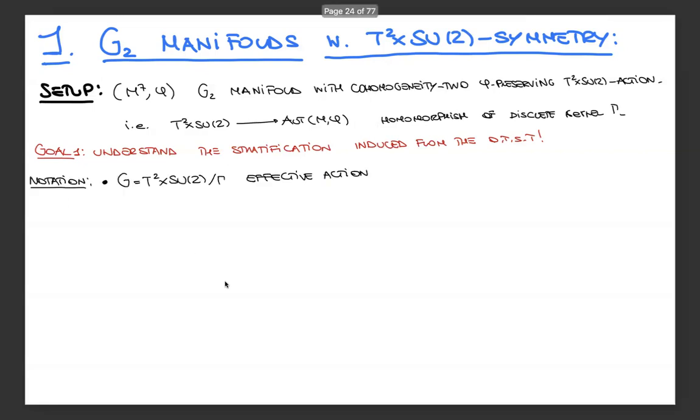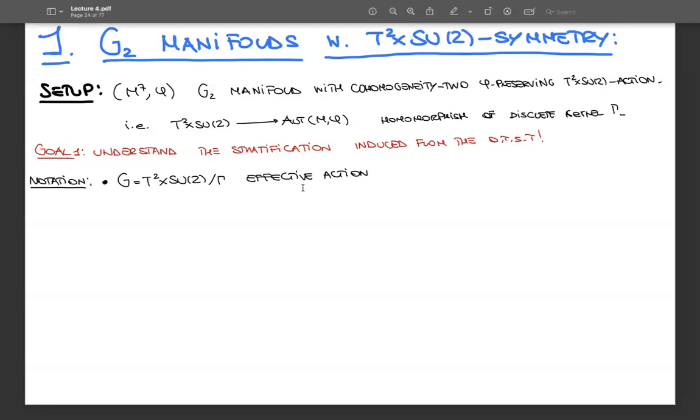But first, let me set up some notation and some observations. The first notation is that I will define by G the action of T2 times SU2 quotiented by the kernel of this homomorphism. So if I quotient by the kernel, of course, this action is going to be with a trivial kernel, and so it's an effective action.